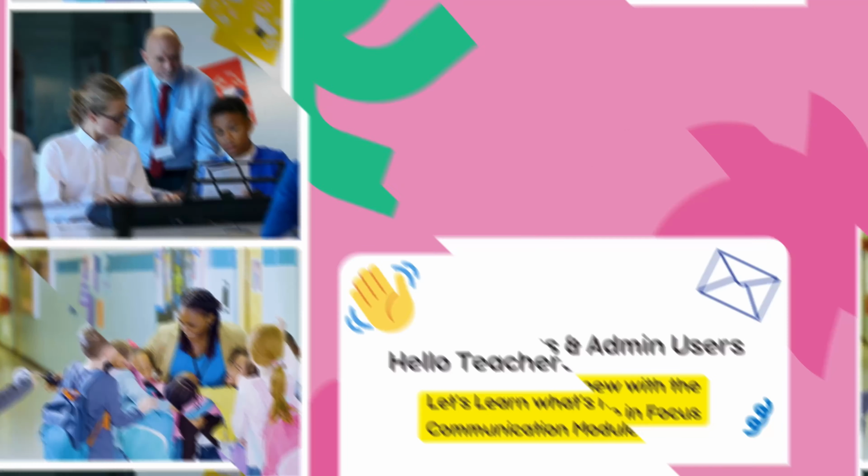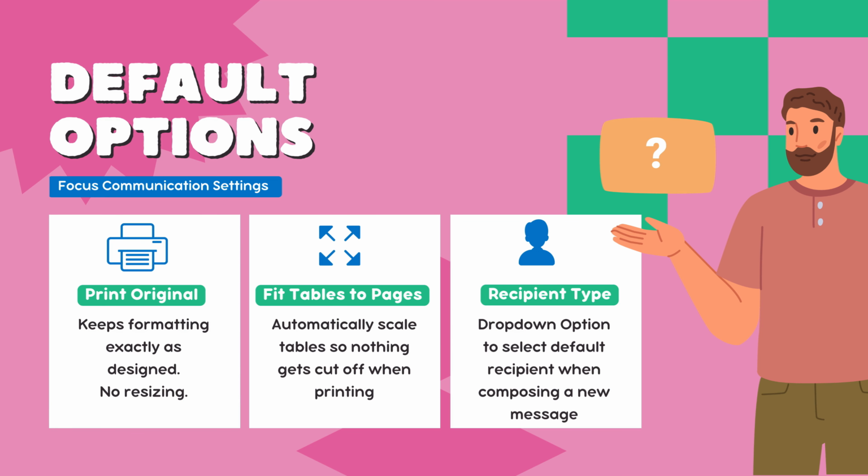For printing, you've got 2 choices. Print original keeps your formatting just the way you designed it, no resizing, while fit tables to pages makes sure that tables are automatically scaled so nothing gets cut off. If you need either of those selected, just select the checkbox next to those and save.